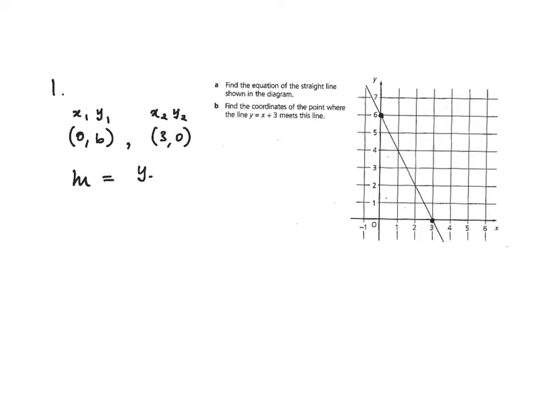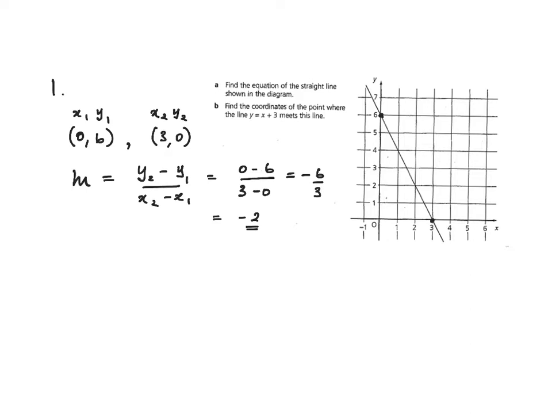The formula is y2 minus y1 over x2 minus x1, 0 minus 6 over 3 minus 0. And that gives us minus 6 over 3, which is minus 2.